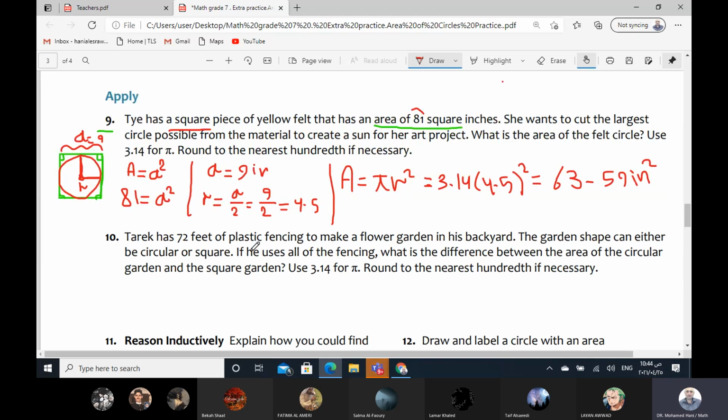Yes? Yes, raise your voice, please. Okay, Layan. Why did you write 63 minus 59? Point, this is point. 63.59.